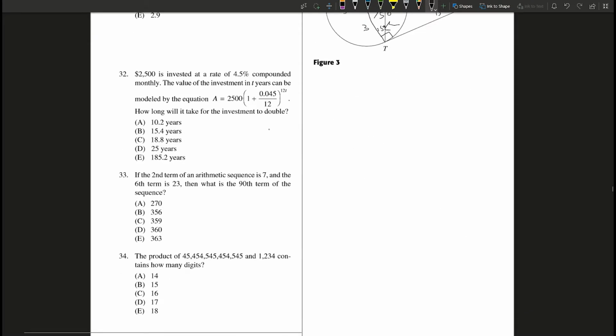So this question asks, $2,500 is invested at a rate of 4.5% compounded monthly, and the value of the investment can be modeled by this equation. So how long will it take for the investment to double? So we're going to set A equal to 5,000 because 5,000 is 2,500 times 2, and we want to double our investment. So 5,000 equals 2,500 multiplied by 1 plus 0.045 over 12 to the 12t.